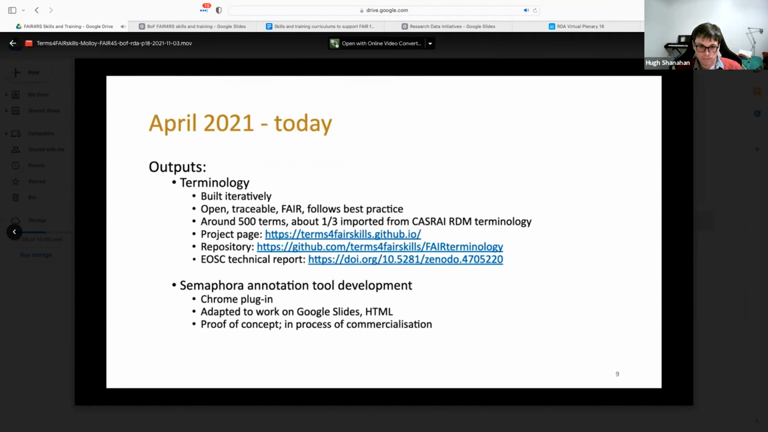The project page really is the key resource, and it has all the information you could possibly need, including a direct link to the repository, which is another link on this slide. And the EOSC technical report is available on Zenodo for much more information. And of course, there are the benefits from the Semaphora annotation tool development, which, as I mentioned, has been another set of benefits to the work of the project over the last year or so.